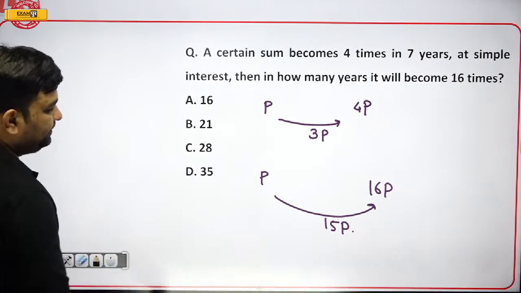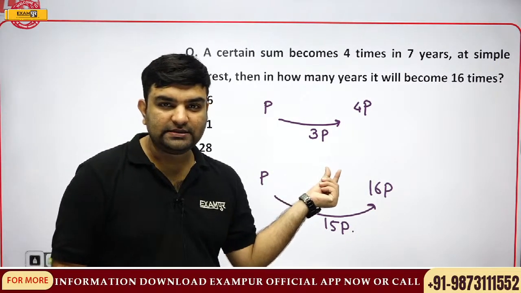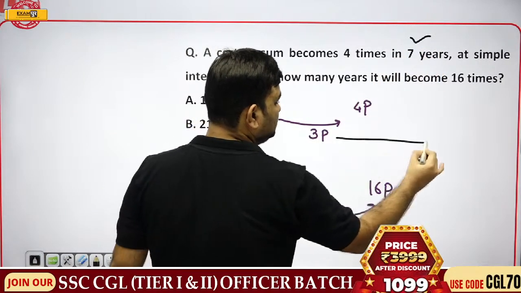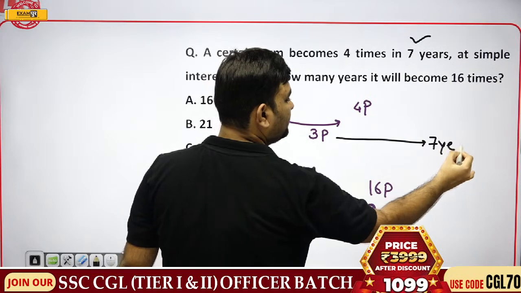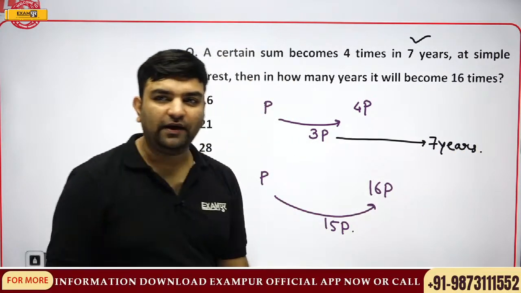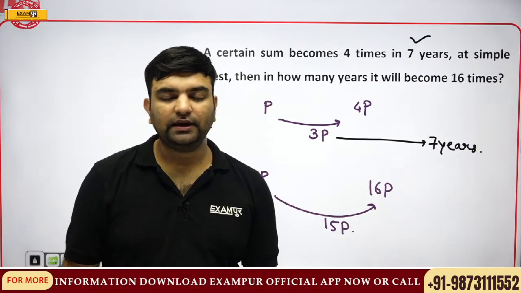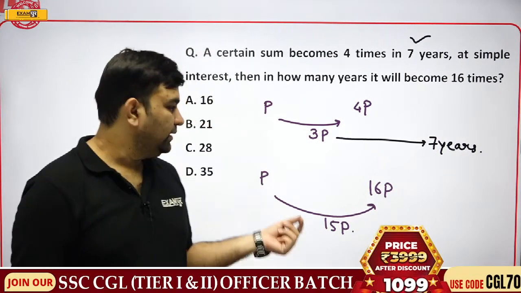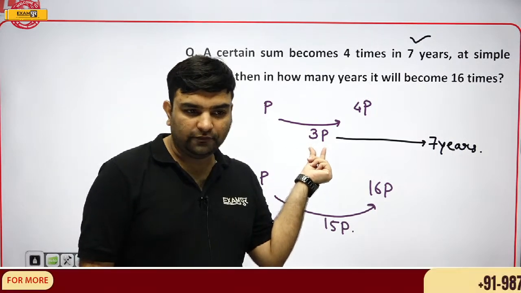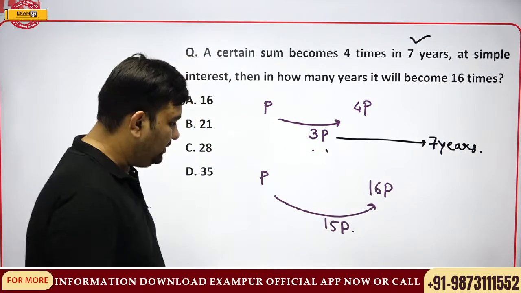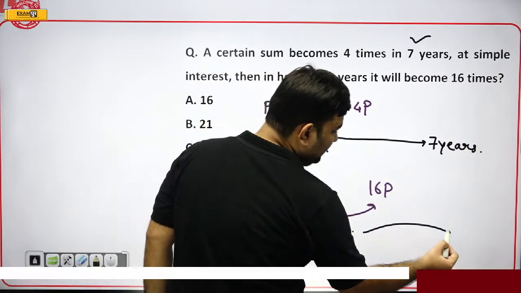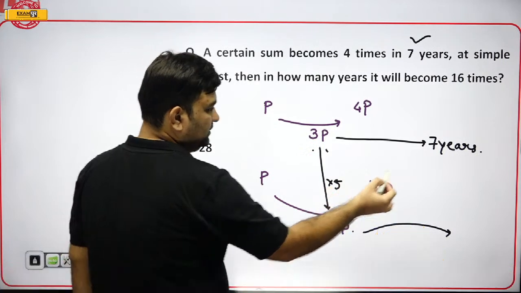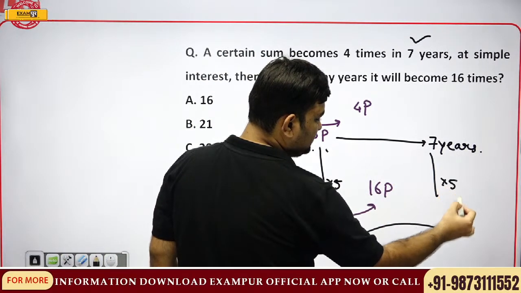My dear friends, if you can get 3P interest in 7 years, simple interest for every year is equal. So we can apply the unitary method over there. If you are getting interest of 3P in 7 years, you will get 15P in 3 5 ja 15, 7 5 ja 35 years.